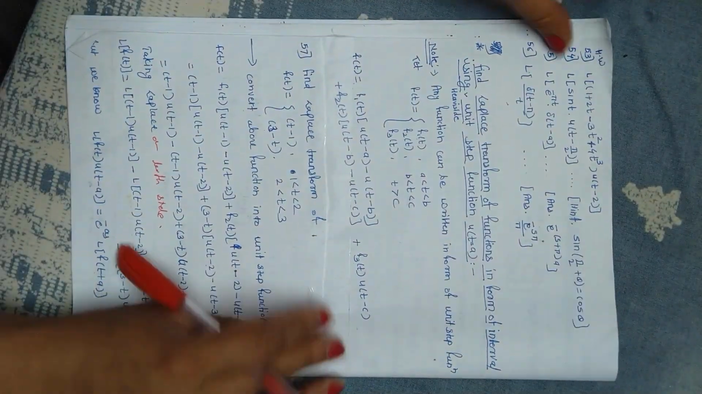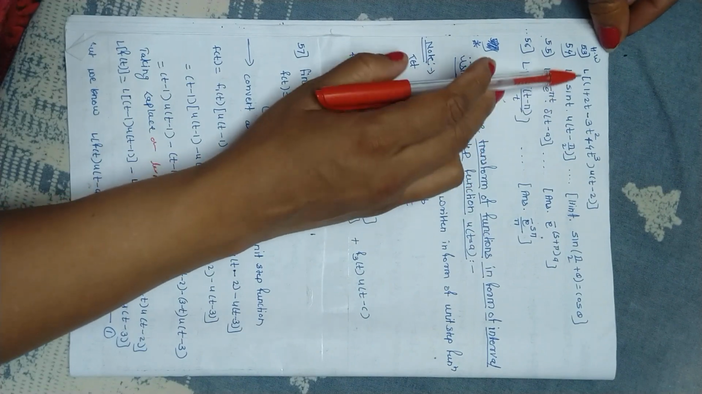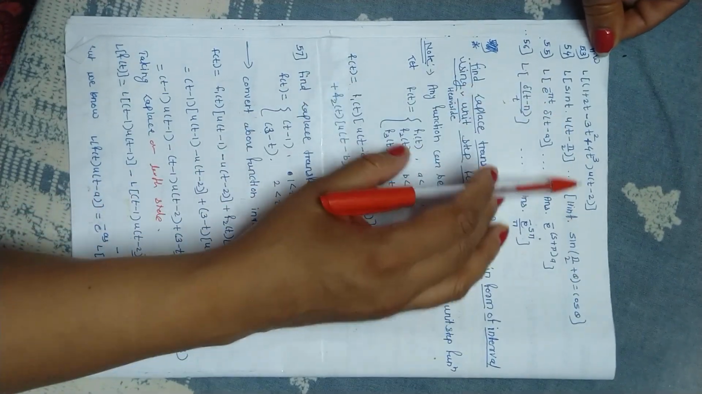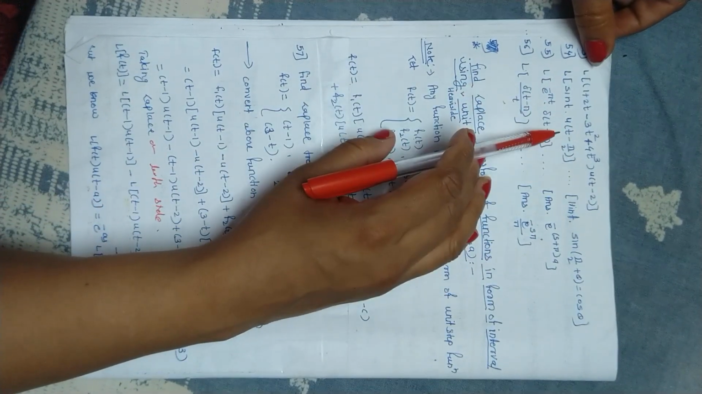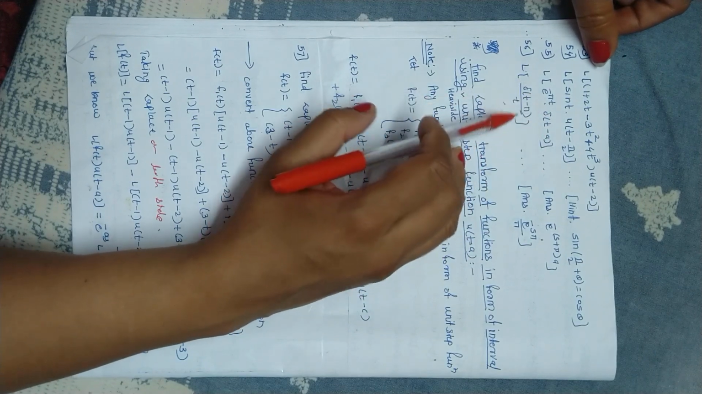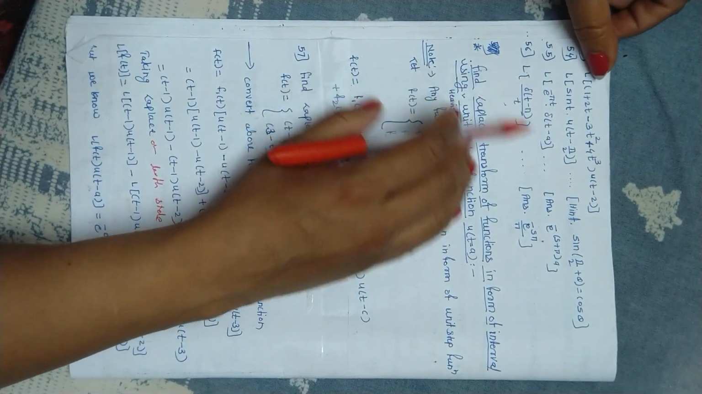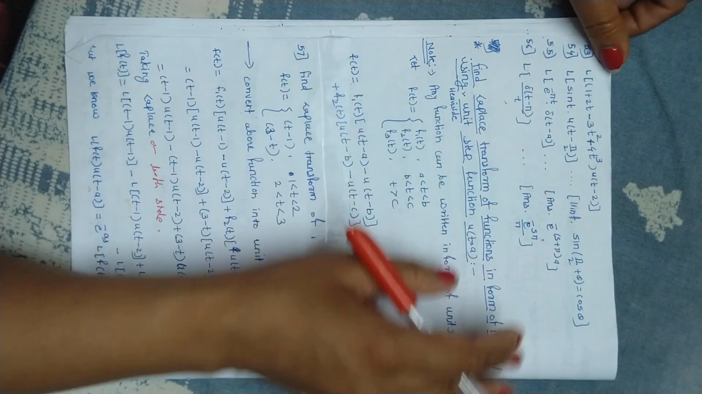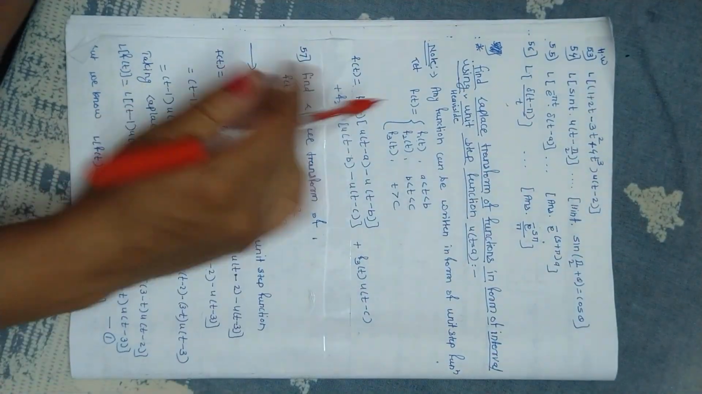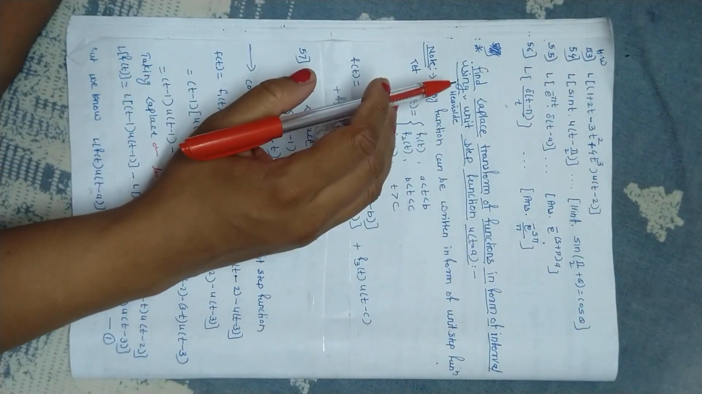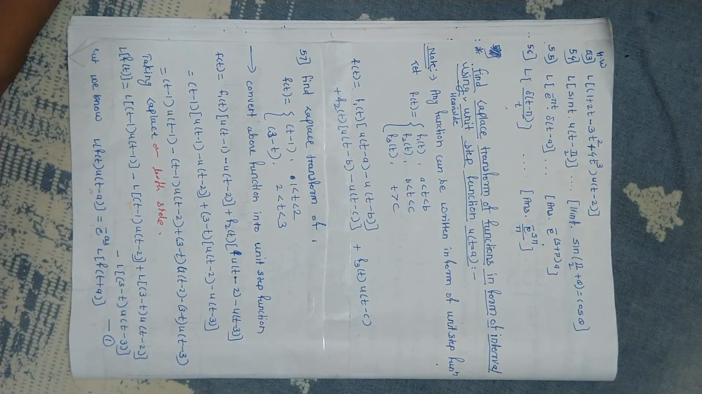Now consider these homework problems, depending upon the unit step function. These two are unit step function examples, and these two are delta function examples. Answers are also given for the difficult ones. Now let us move to the next point.